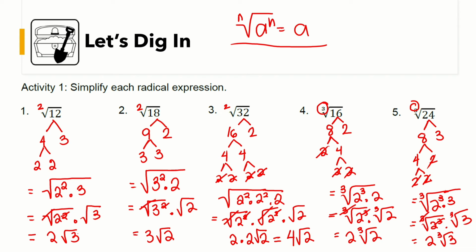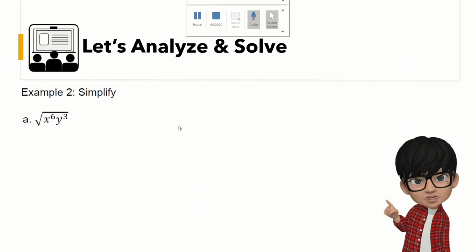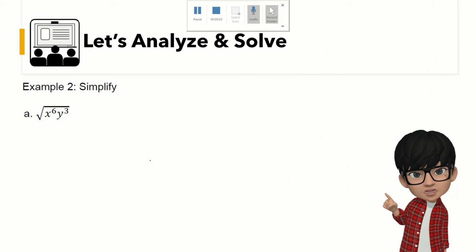Okay, so this is how we simplify radical expressions and we're going to apply this in our next lesson. Alright, let's try to analyze and solve this problem. Let's say we're going to simplify square root of x raised to 6 y cubed. So first step is we will group them into 2. The first group is called the perfect nth root.